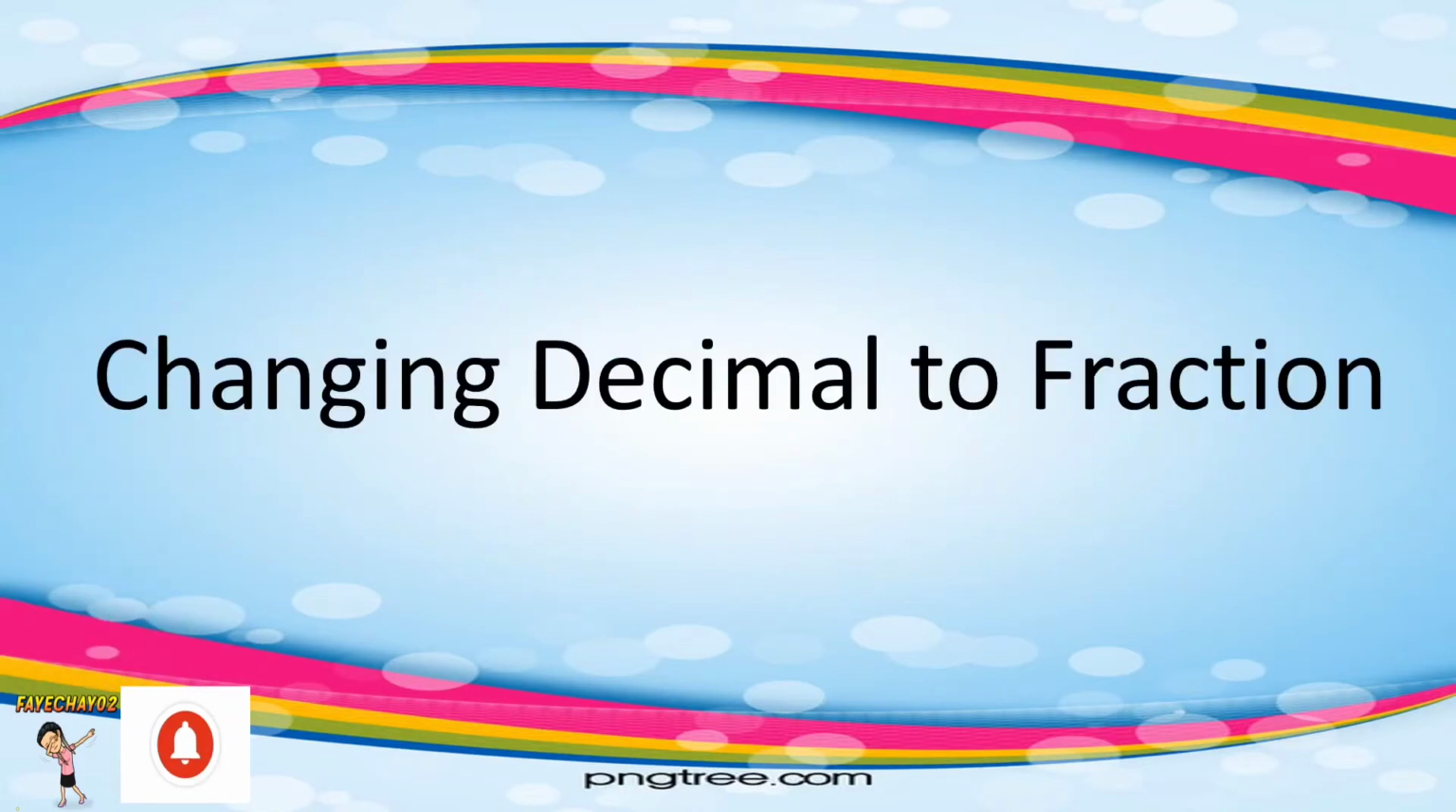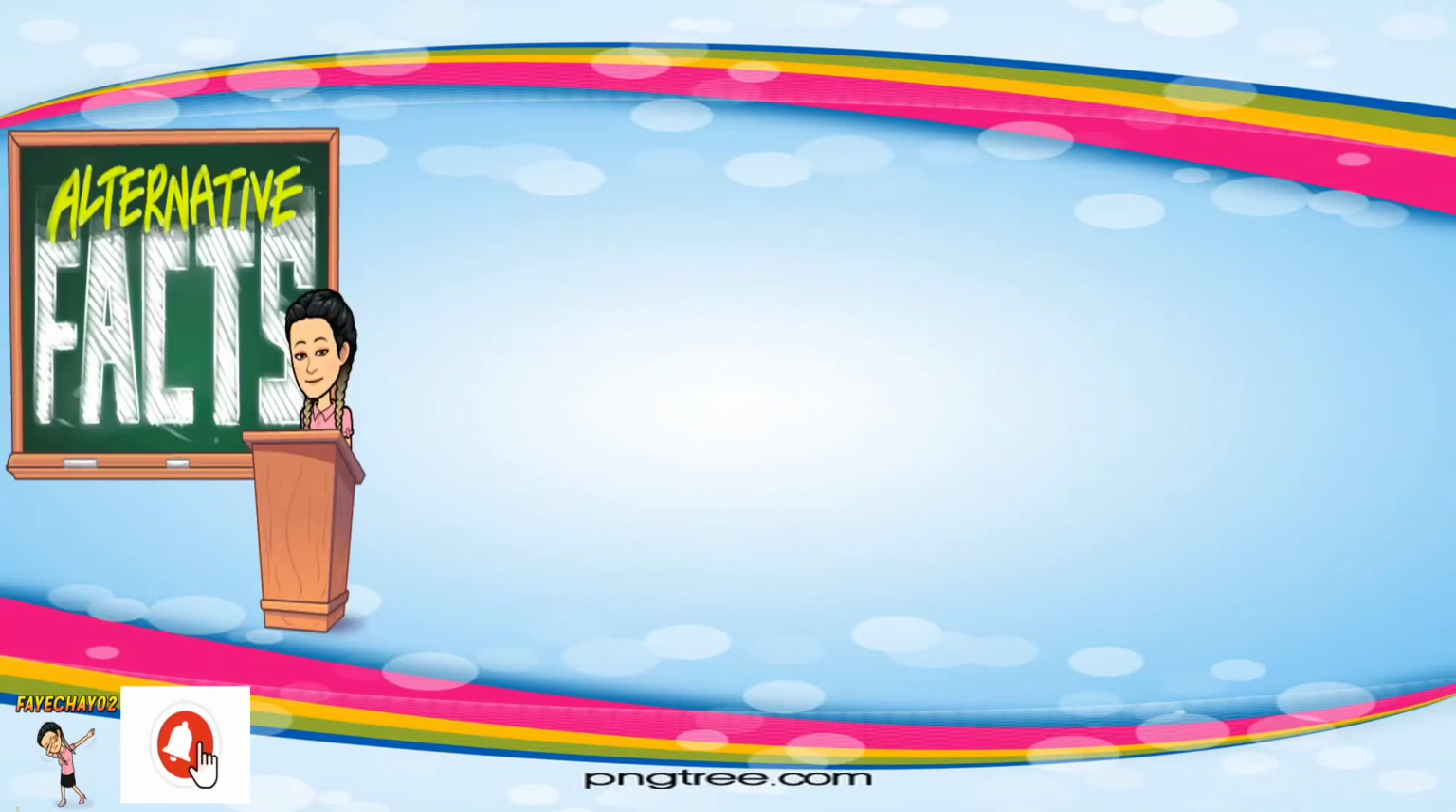Changing decimal to fraction. When we convert a decimal number into a fraction, all we have to do is take the decimal digits and make them the top number, or numerator, of the base 10 fraction. The bottom number will be determined by the smallest place value in our decimal. Let us try this example.